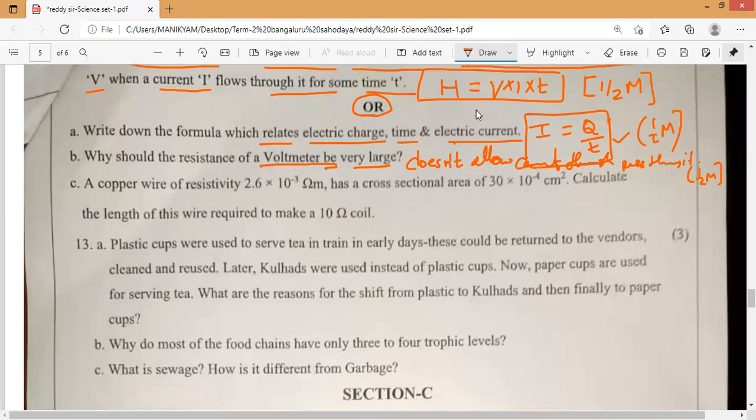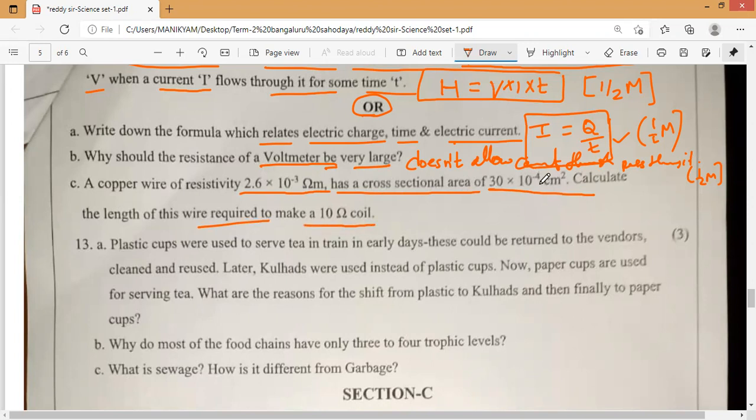Next, a copper wire of resistivity 2.6 into 10 power minus 3 ohm meter, and it has a cross-sectional area. Oh, it is a silly question. Area is directly given. Have you noticed it, guys? They have not given diameter or radius, directly given the cross-section area. Calculate the length of this wire required to make a 10 ohm coil. So remember these values and we will solve it.